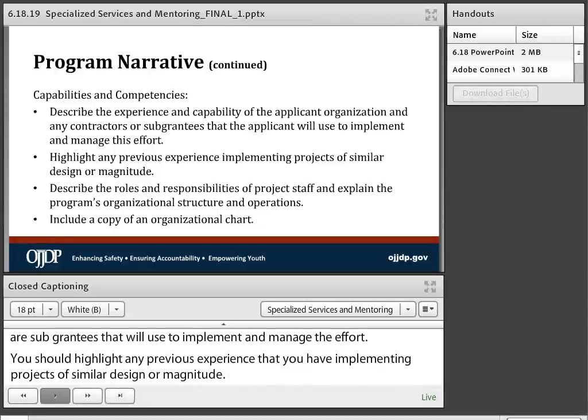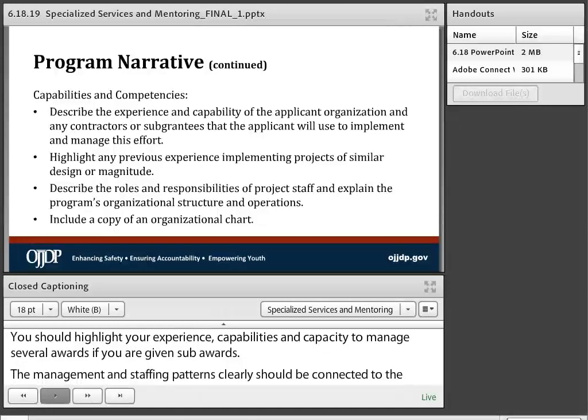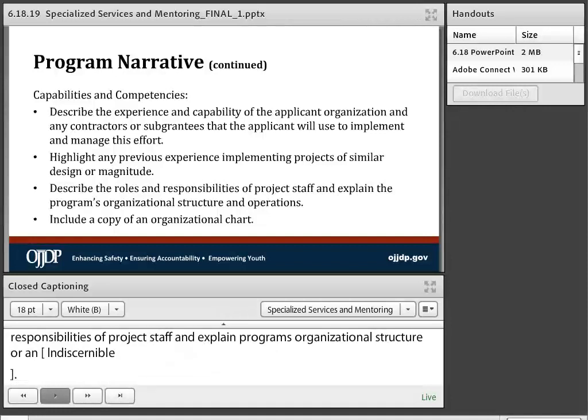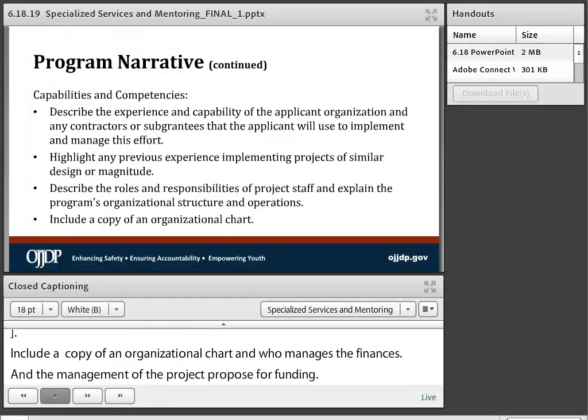The management and staffing patterns should clearly be connected to the project design described in the previous section. And you should describe the roles and responsibilities of project staff and explain the program's organizational structure and operation. Please include a copy of your organizational chart showing how the organization operates, including who manages the finances, how the organization manages subawards, if there will be any, and the management of the project proposed for funding. So who will be providing oversight of this project should you be funded.